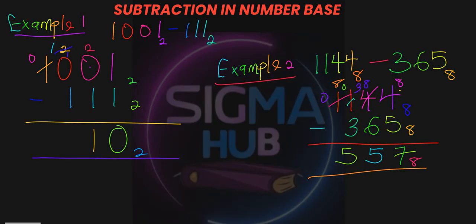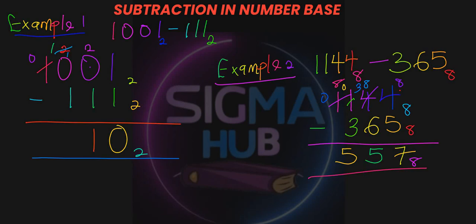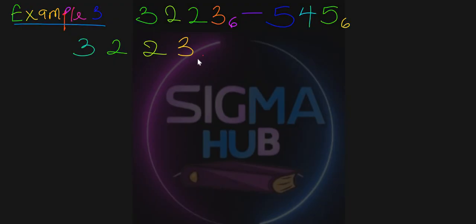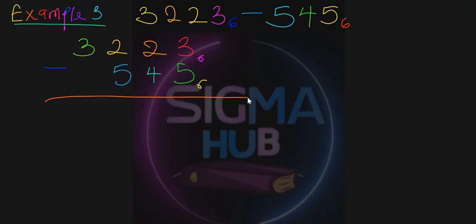Let's consider another example. This other example says we should solve 3223 base 6 minus 545 base 6. So we have 3, 2, 2, 3 in base 6, of course. Then minus 5, 4, 5, also in base 6.